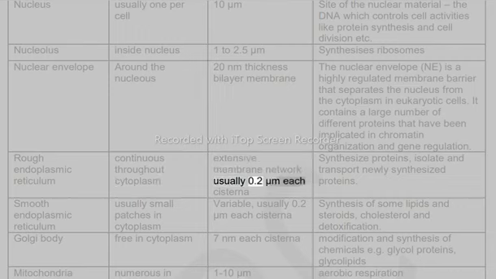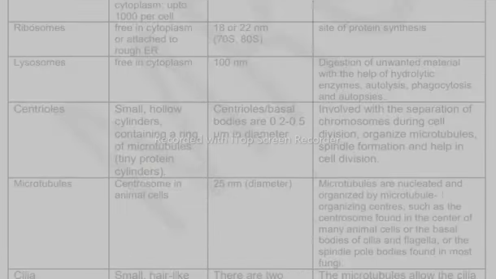Smooth endoplasmic reticulum. Usually small patches in cytoplasm. Variable, usually 0.2 µm each cisterna. Synthesis of some lipids and steroids, cholesterol, and detoxification. Golgi body, free in cytoplasm, 7 nanometers each cisterna. Modification and synthesis of chemicals, e.g. glycoproteins, glycolipids. Mitochondria, numerous in cytoplasm, up to 1000 per cell.